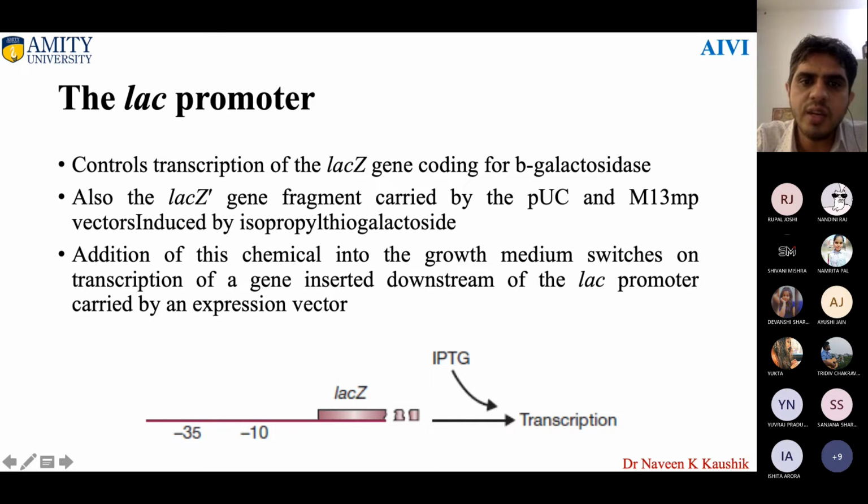So how is this promoter going to work? IPTG serves as a substrate. This promoter is recognized by the RNA polymerase, which recognizes this promoter sequence. Addition of this chemical to the growth medium switches on the transcription of a gene inserted downstream of the lac promoter carried by the expression vector. So this is a simple promoter that you are using in your pUC also, as we already discussed about the lacZ gene and from where this lac promoter is being taken.